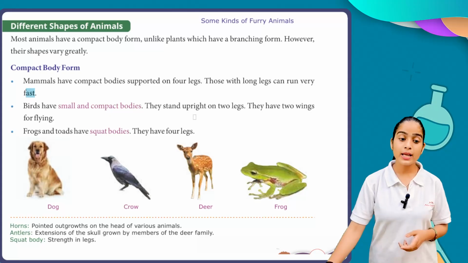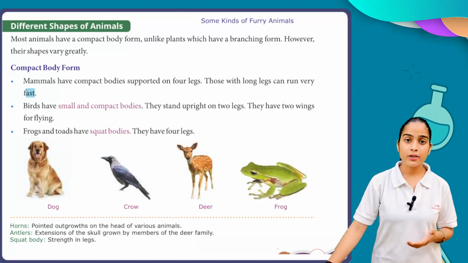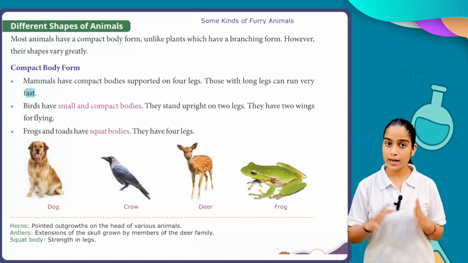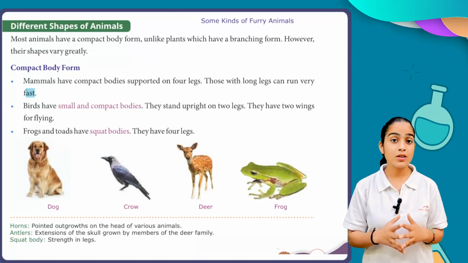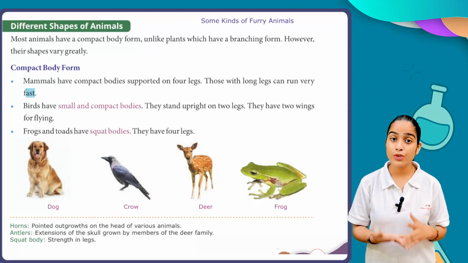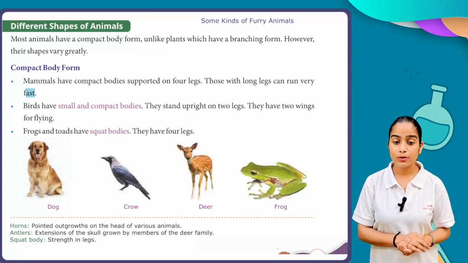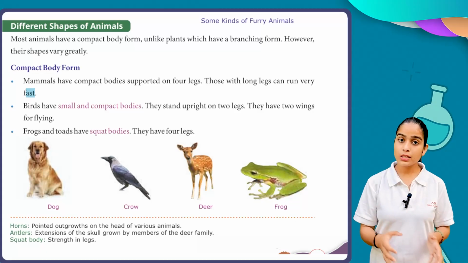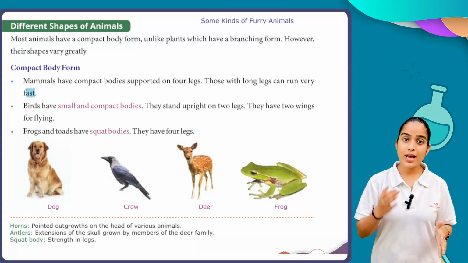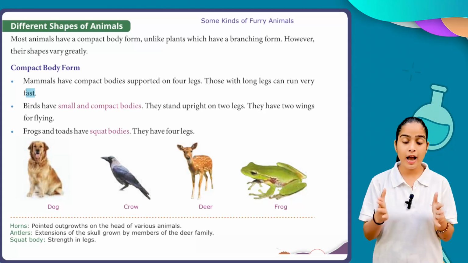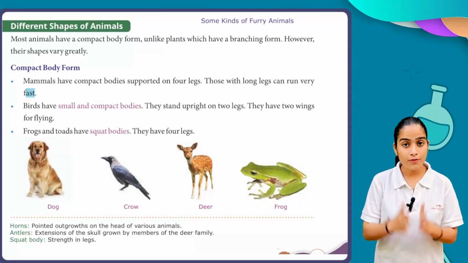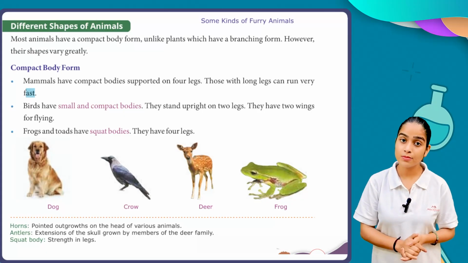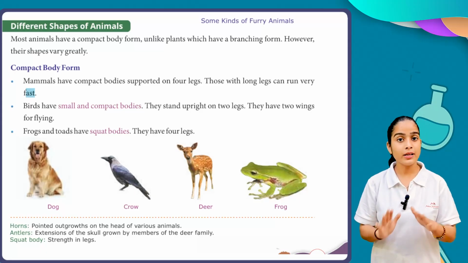Birds have small and compact bodies. They stand upright on two legs. They have two wings for flying. So basically, we have different body shapes in animals, and with the help of those body shapes, they have their own features. For example, the dog has four legs and a compact body, so it can move faster. Next, we have birds. They have only two legs and they sit straight. They are small in size and compact, so they can fly accurately.